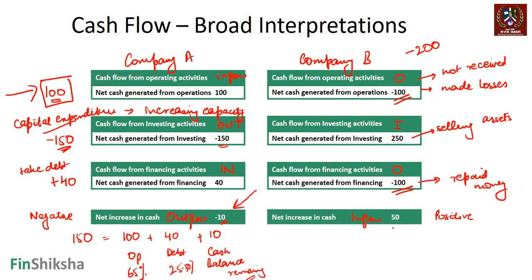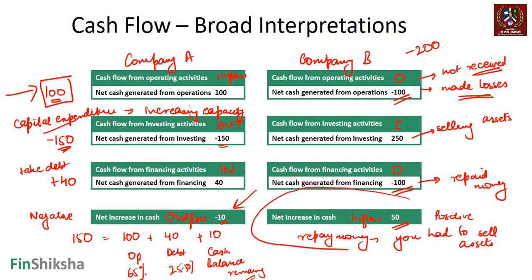So at the end of the day, it shows like 250, but what's happened is you wanted to repay money, and to repay money, you had to sell assets because operationally you were either not making money or not receiving money, correct? Now, even though the second company shows a net increase in cash, we see that they're doing it by selling assets, and that is not necessarily a great sign in the context of understanding a company.